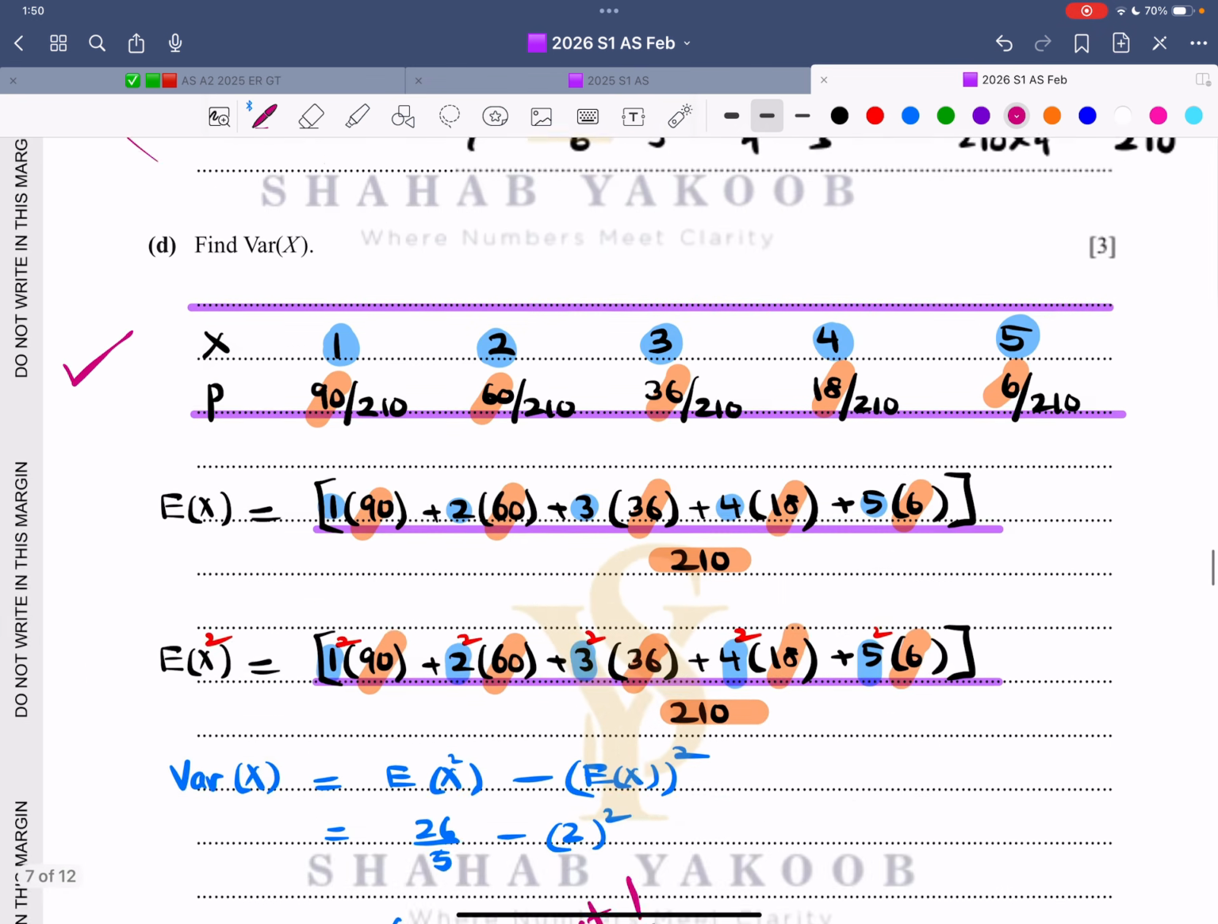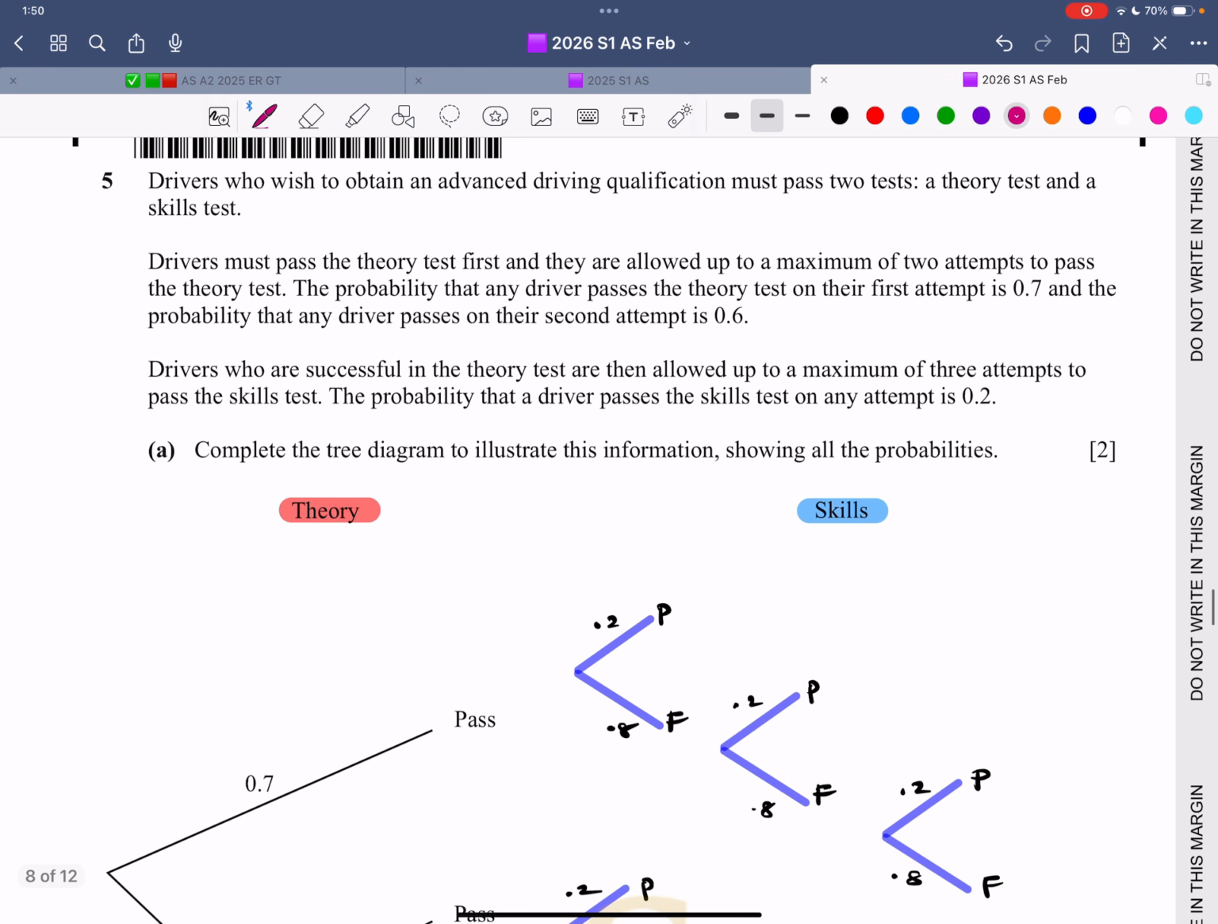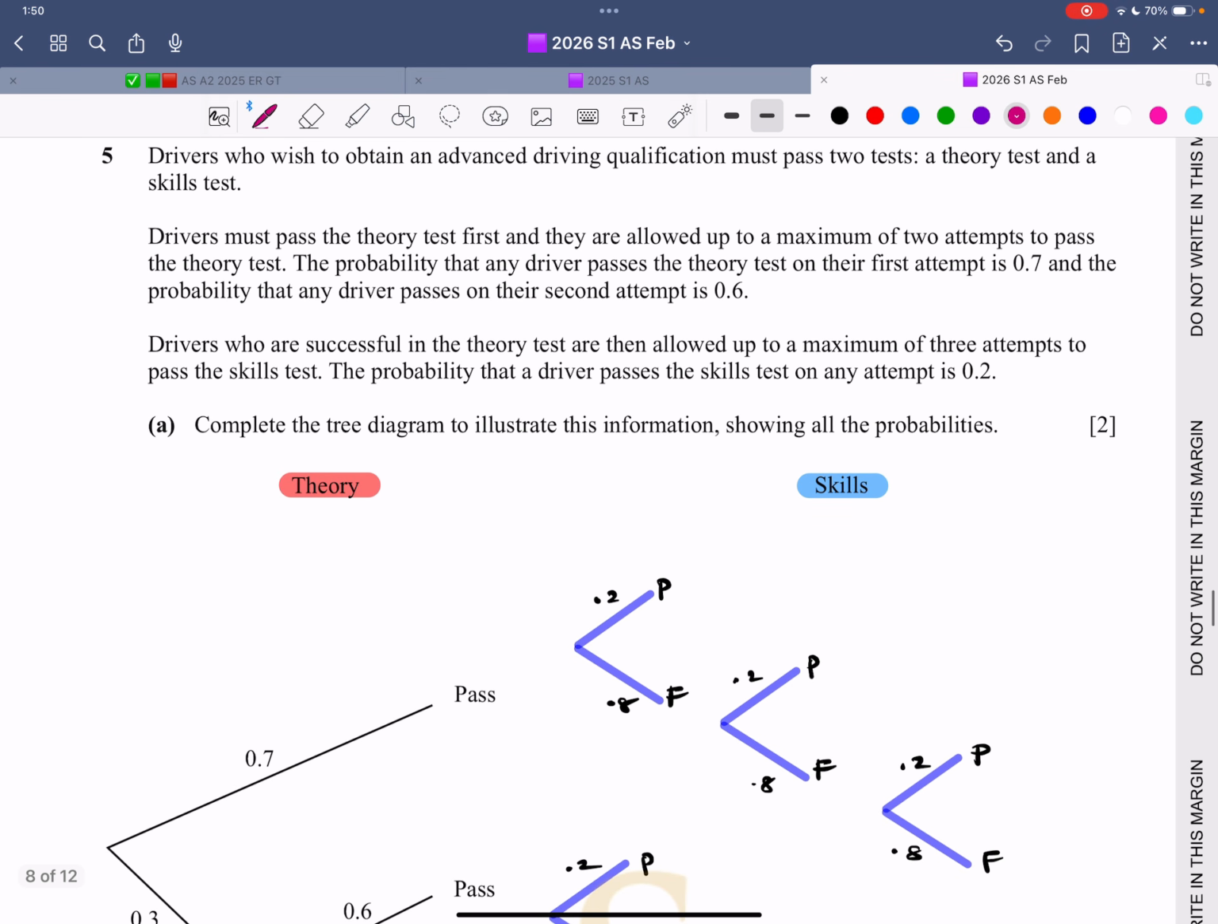So now we have reached how many questions? 4 questions, all exact. Question number 5. Now, this person, drivers who obtain an advanced driving qualification, must pass 2 tests.